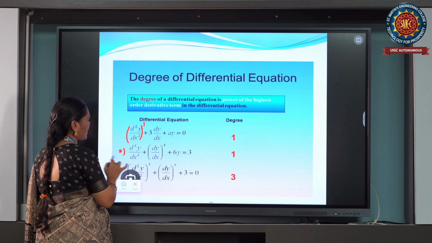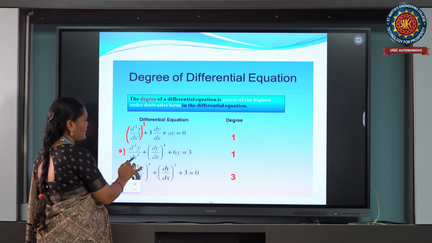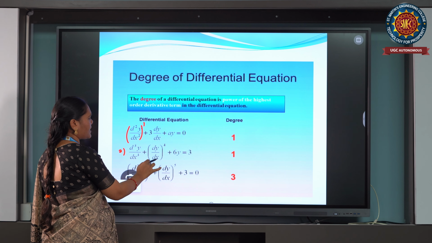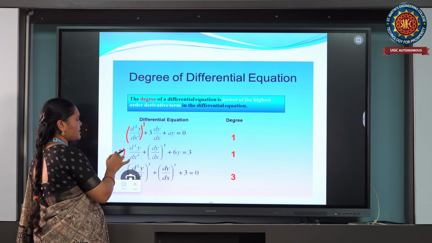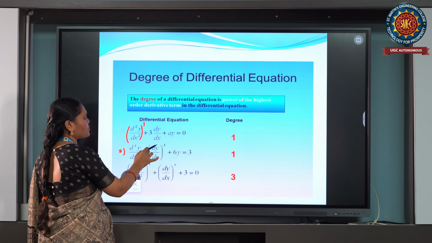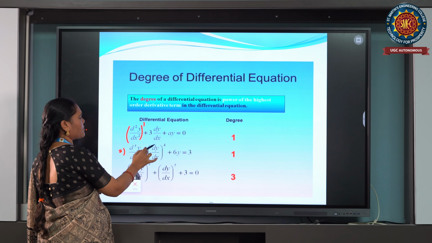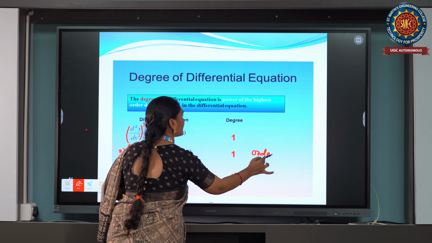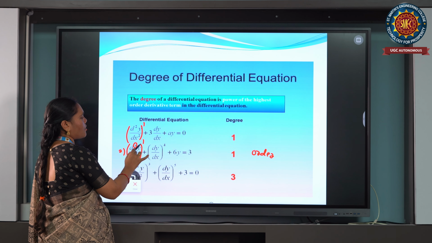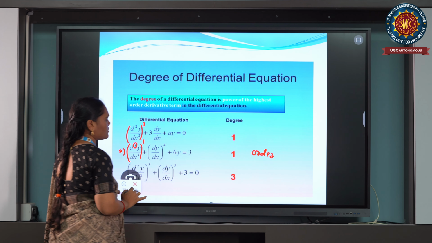Observe the second example: d³y/dx³ = (dy/dx)^4 + 6y = 3. In this equation, what is the highest derivative? The highest derivative is 3. So the order is 3. Here 3 is the order. The highest power is 1, so the degree is equal to 1.